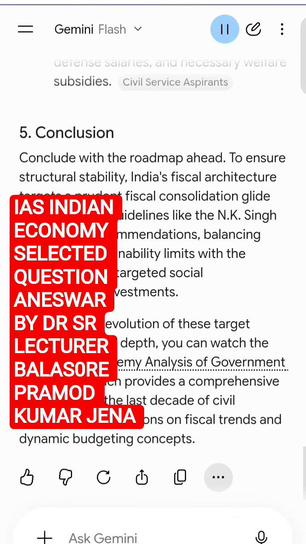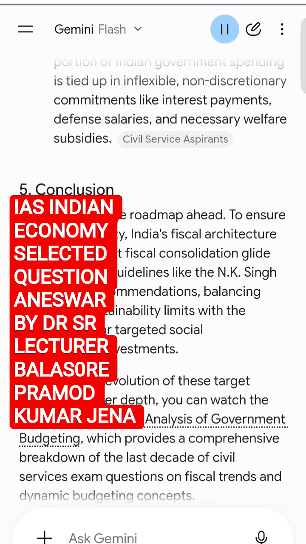Question 1, 10 marks, 150 words: Distinguish between capital budget and revenue budget. Explain the components of both these budgets. UPSC previous year question, model answer framework. 1. Introduction. Start with a crisp constitutional reference.